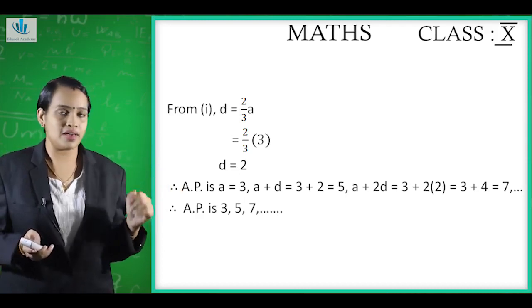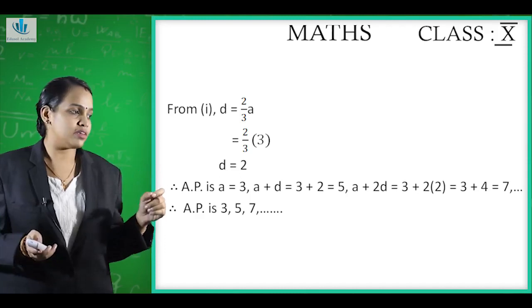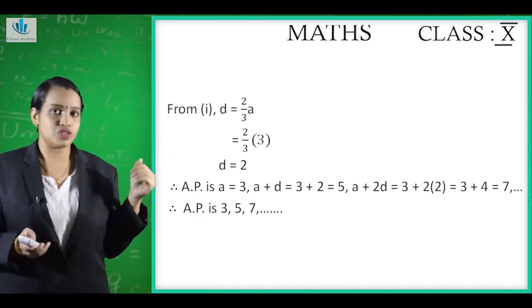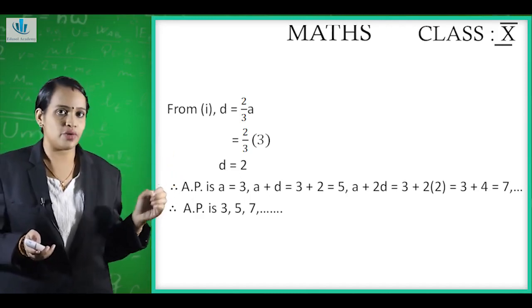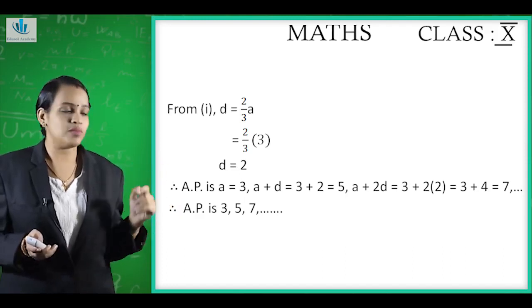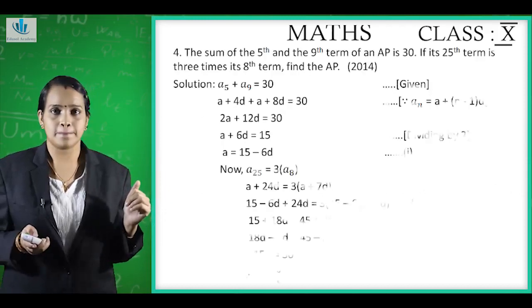Therefore our AP is: a is equal to 3. a plus d becomes 3 plus 2, which is equal to 5. a plus 2d, which is equal to 3 plus 2 into 2, which is equal to 7, and so on. Therefore, the AP becomes 3, 5, 7 and so on.